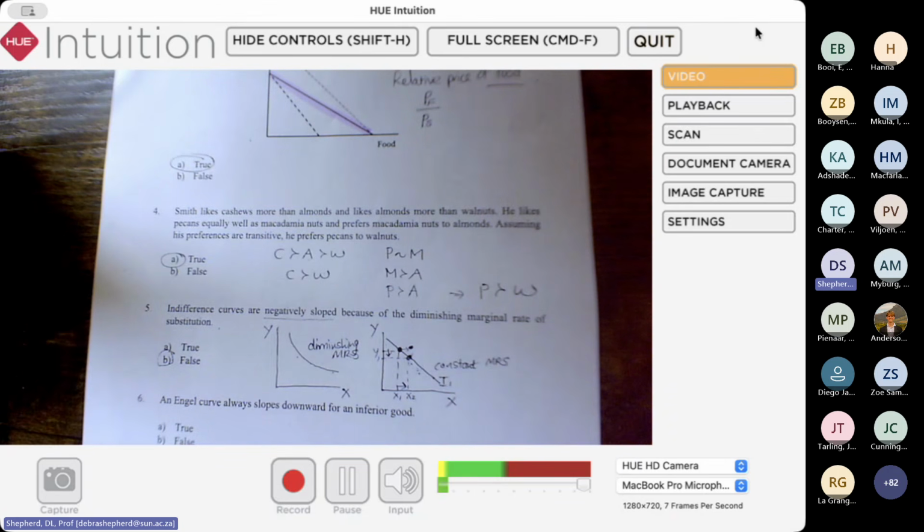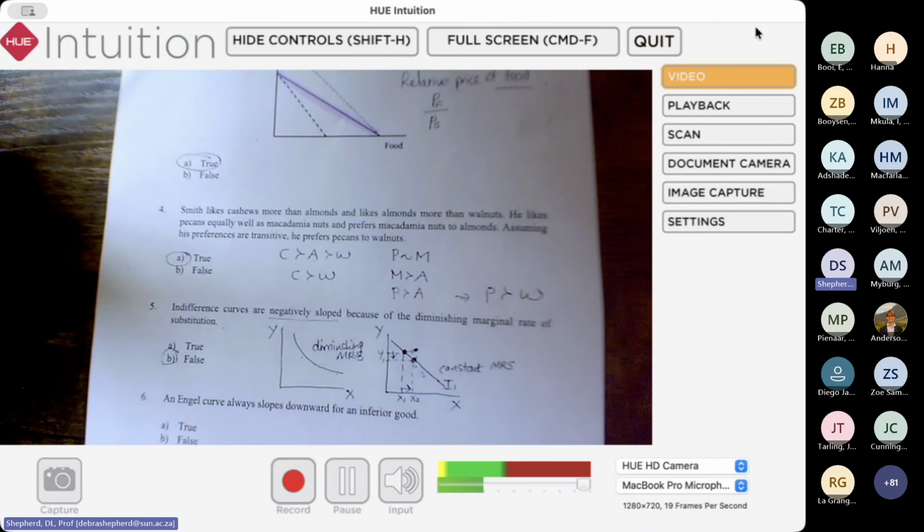The MRS gives us the slope of our indifference curves as the rate of change. So is our slope decreasing or is our slope constant? Or in some weird cases, is our slope increasing?